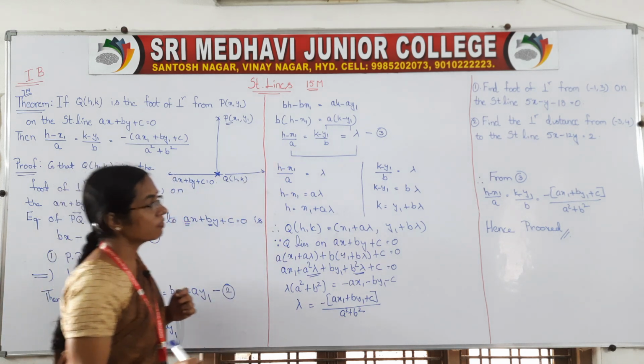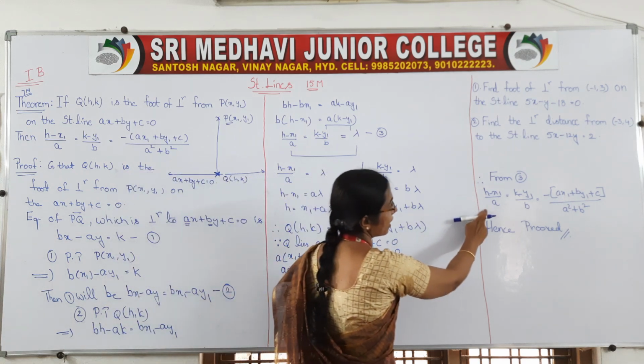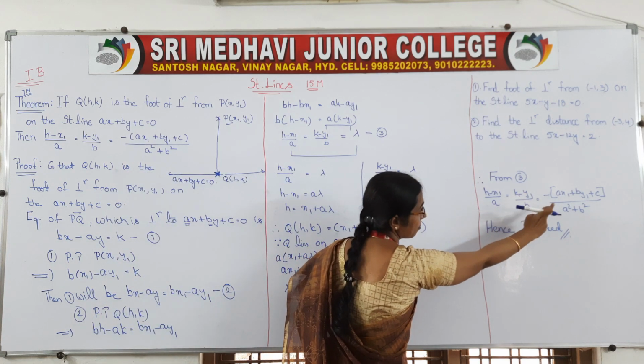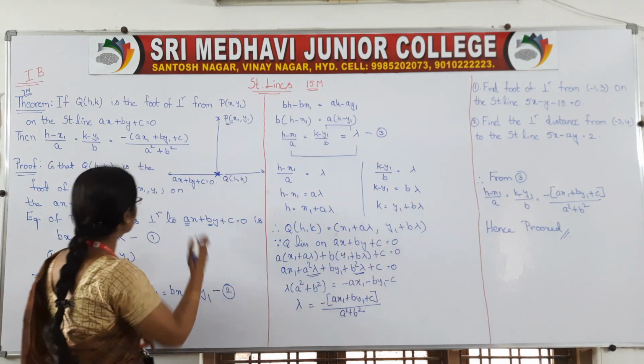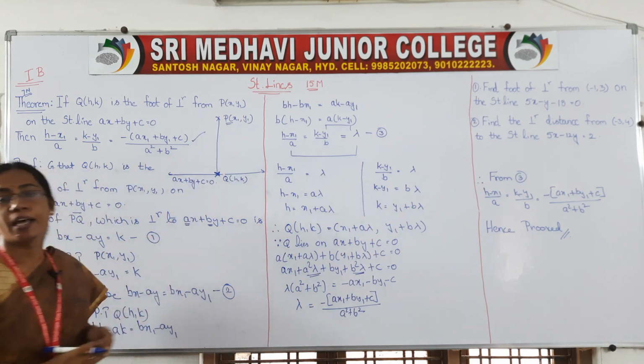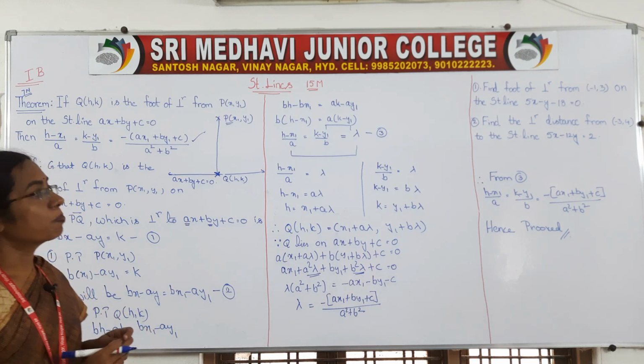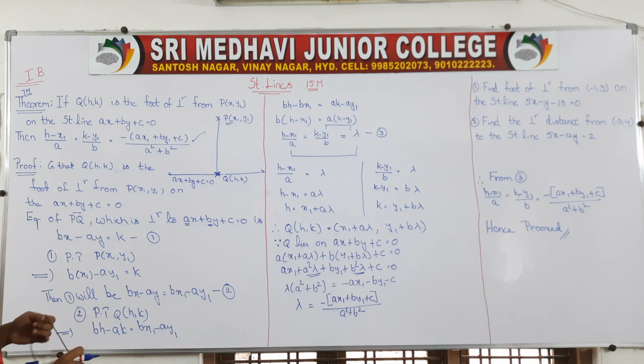What is the third equation? h minus x1 by a is equal to k minus y1 by b is equal to, in lambda place just we substituted, and see we got our requirement. So we proved this theorem. So practice this one. So here one formula we used.